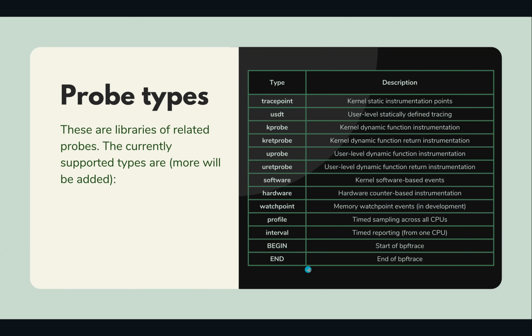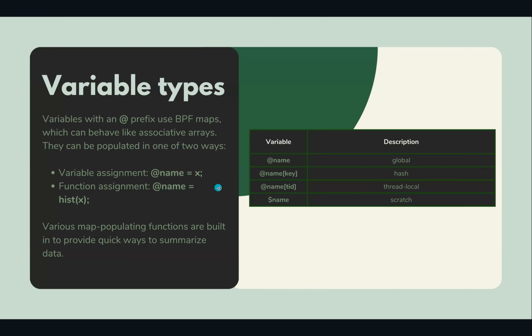These are the variable types that we can use in bpftrace. We can store data in them temporarily during the execution of the script. An @name would be globally defined, and if you specify a key or a thread with @name, it will be local to that specific thread or key.